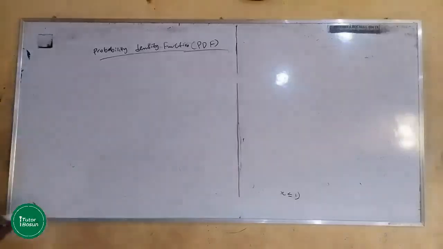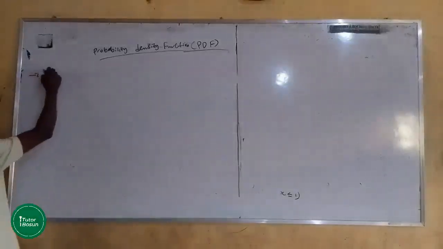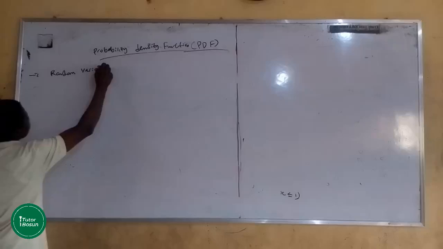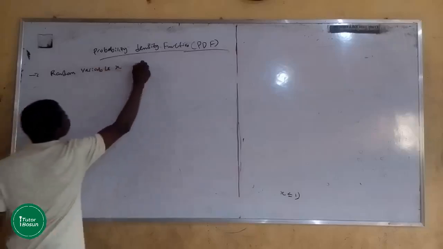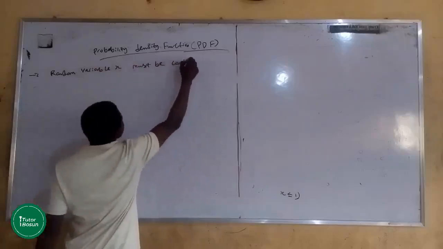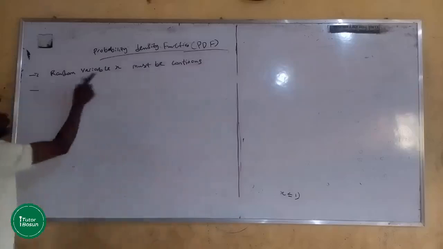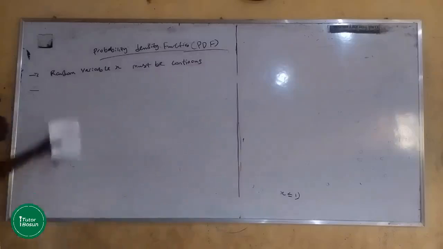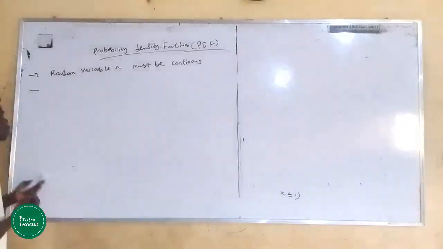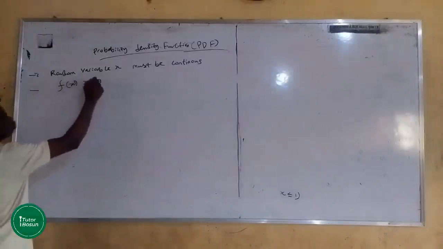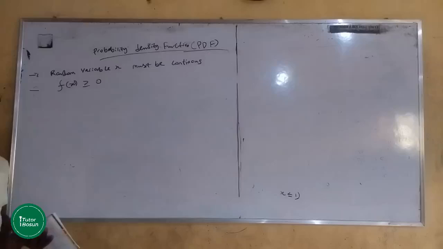So the conditions for probability density functions are: the random variable x must be continuous. Unlike your probability function, where your random variable x must be discrete, here your random variable x must be continuous. The second condition is that f of x must be greater than or equal to 0, just like your probability function, where f of x is also greater than or equal to 0.